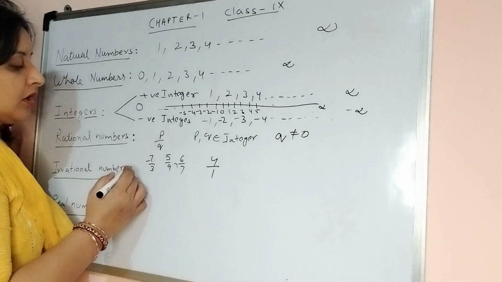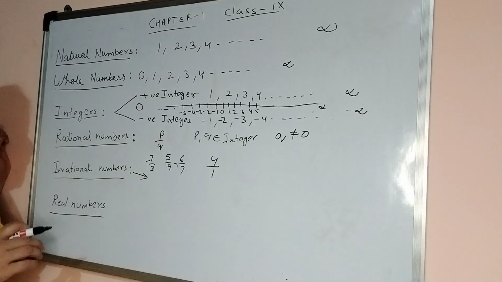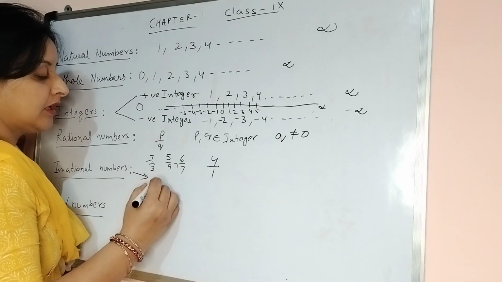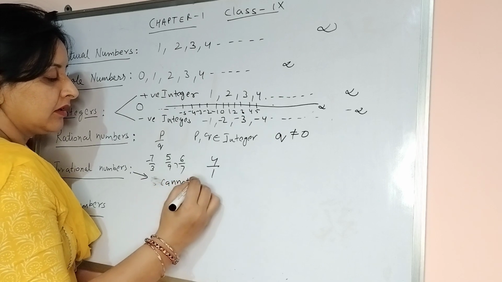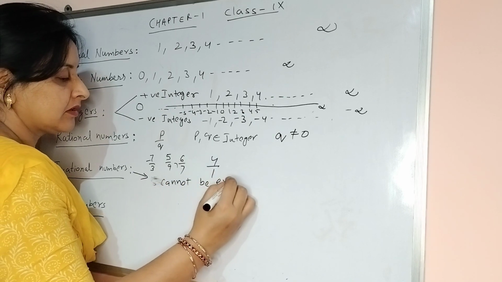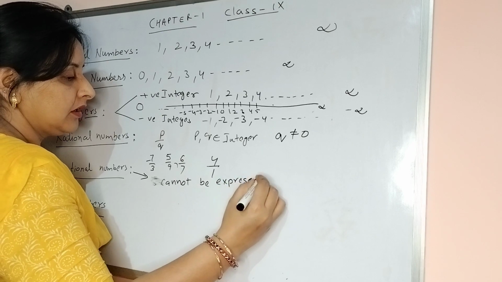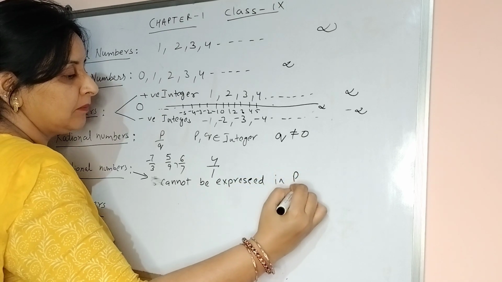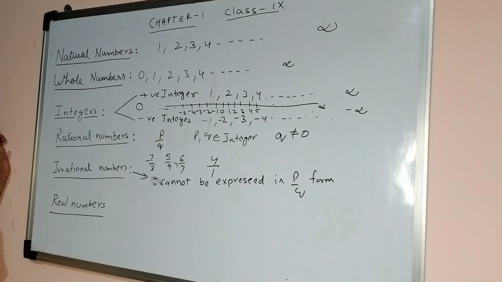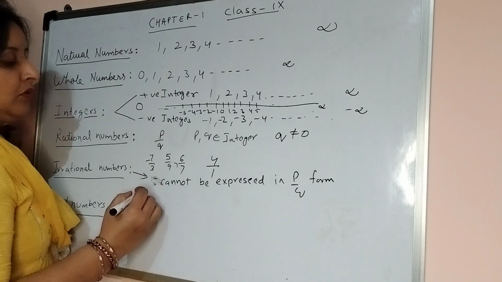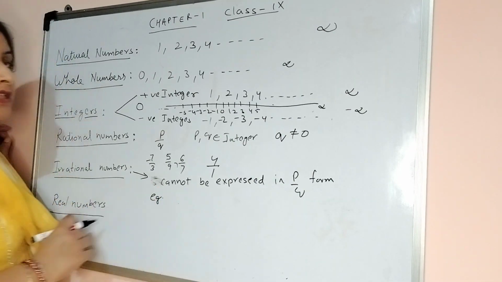Now let us talk about irrational numbers. Irrational numbers are the numbers which cannot be expressed in p upon q form. Anyhow, we cannot convert them into the form of p upon q such that q should not be equal to 0. So we can give examples of such kinds of numbers.